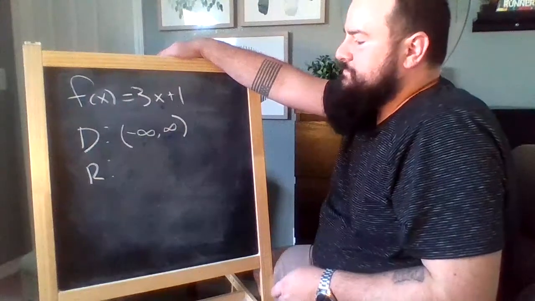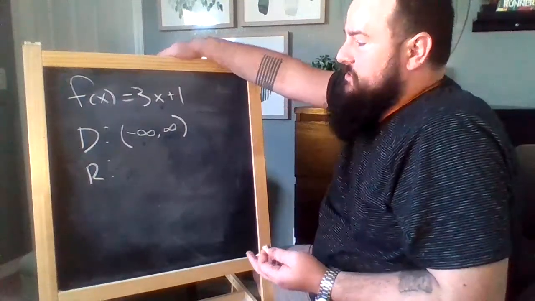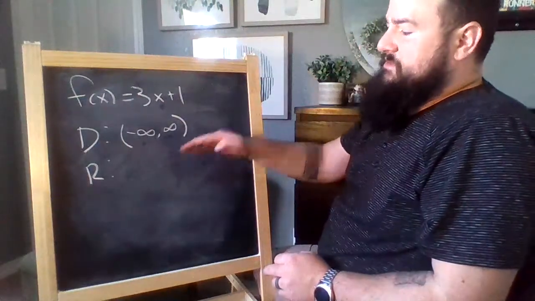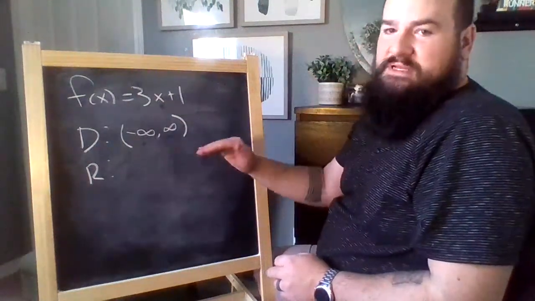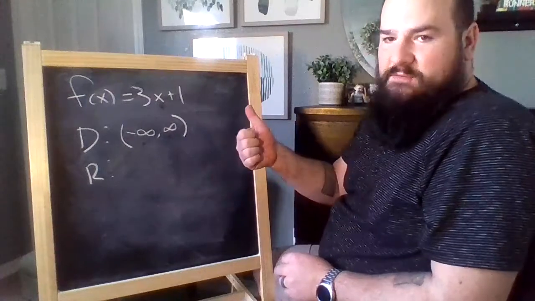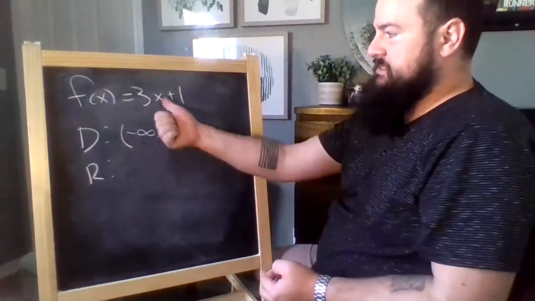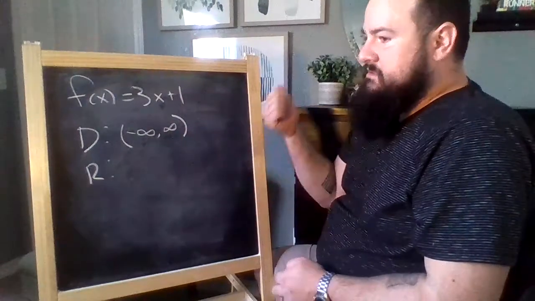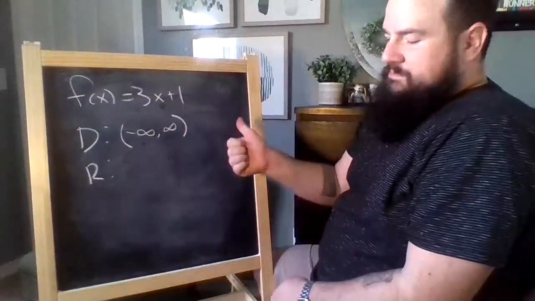All right. Now let's think about the range. The range of this is really nice and easy, okay? Because we think about the outputs. So range is the corresponding outputs. Can I get a negative number out of this? Yeah. If x is negative, something bigger than negative 1/3, yeah, or more negative than negative 1/3. Absolutely. We can get all negatives.